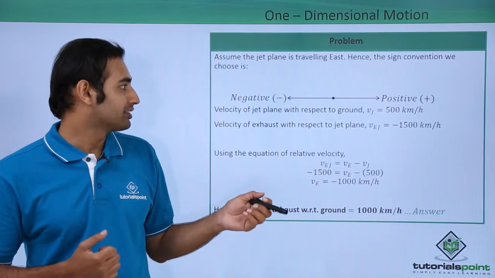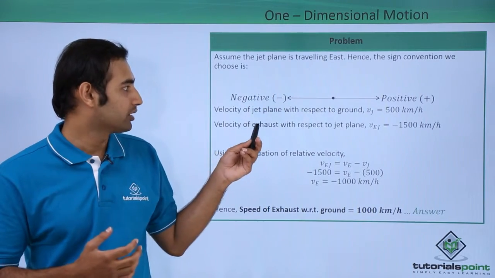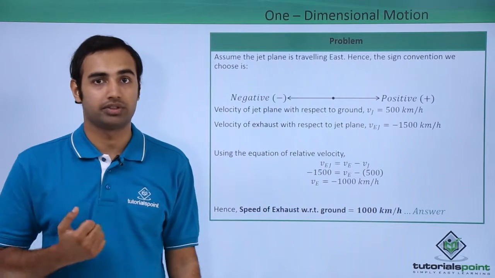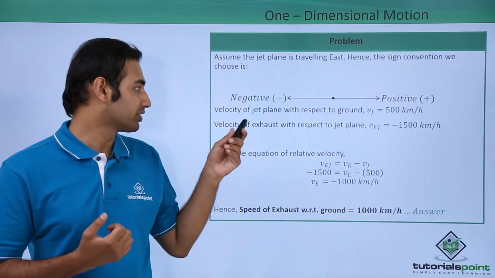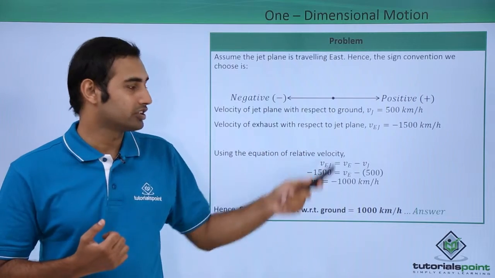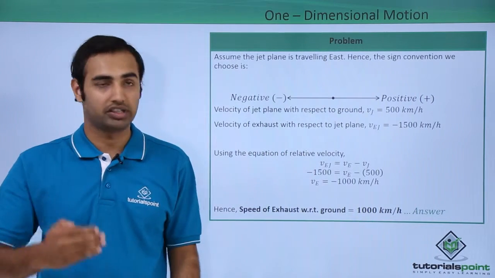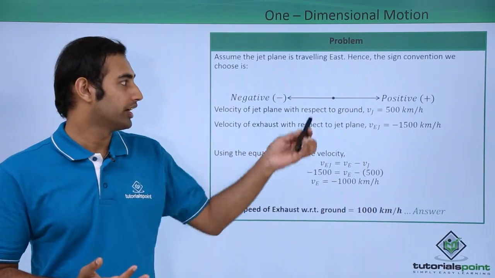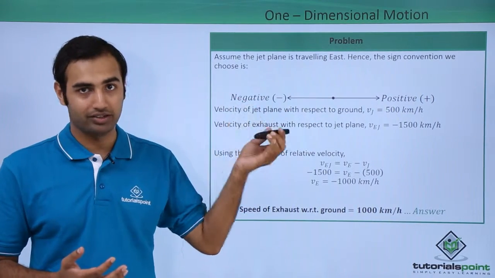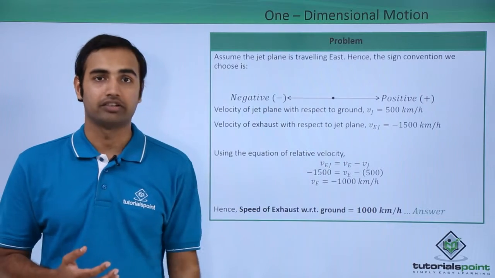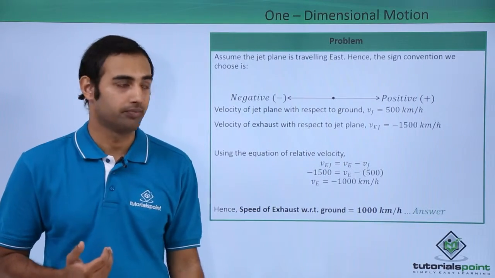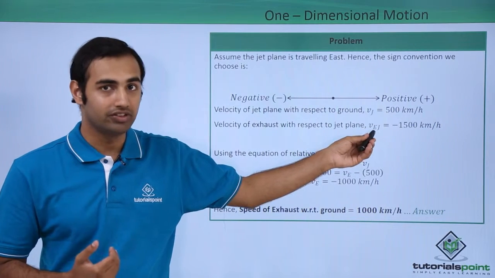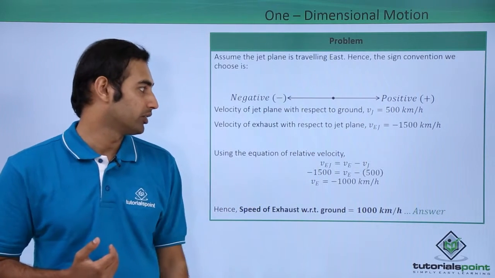Then I can say that the question says velocity of jet plane with respect to ground is 500 kilometers per hour. We just saw that in the question. Next, the problem says velocity of exhaust with respect to the jet plane, right? With respect to the jet plane, it was given as 1500 kilometers per hour. But clearly I know that the exhaust is coming in the west direction or the left direction. It has to be negative because my sign convention suggests so. So the velocity of exhaust with respect to jet, V_EJ, is minus 1500 kilometers per hour.